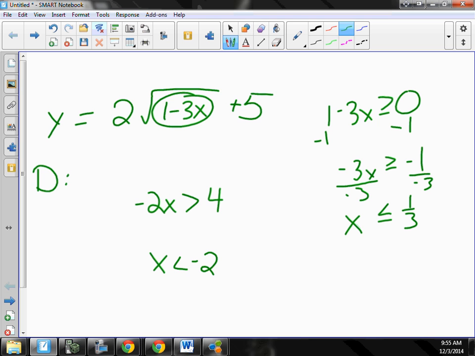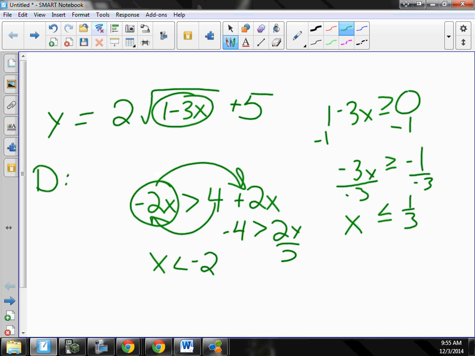inequalities are not equal, so one side is bigger than the other. So if I move this over here using addition, plus 2x, and I move this over here using subtraction, I get negative 4 greater than 2x, and I divide by 2, and I get negative 2 greater than x. And notice this now matches that.